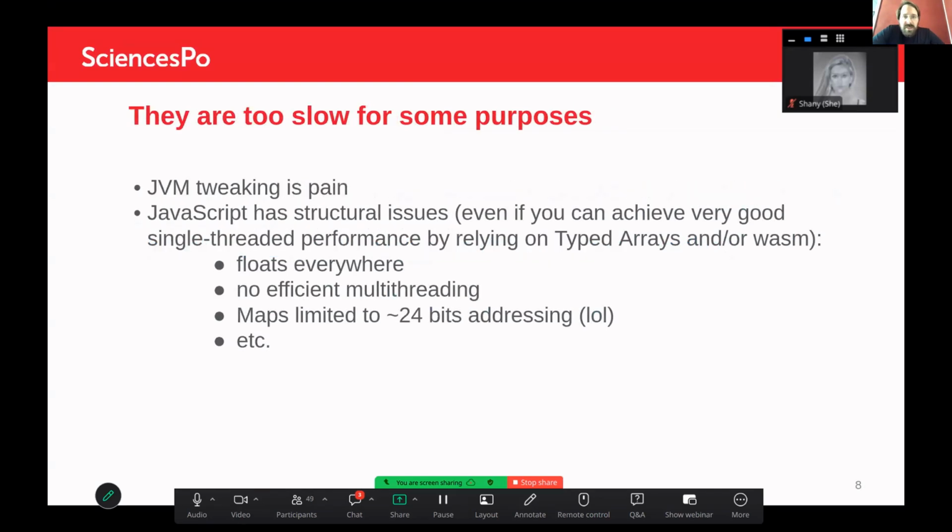The issue here is that they are very slow for some purposes. So on the Java side, JVM tweaking is a pain. It's not easy to scale up. And the JavaScript version, while being very nice, has structural issues, because JavaScript is a nice language, but it has structural performance problems. You have floats everywhere. You have no real multi-threading, at least in the browser. And the maps and the sets are limited to 24 bits addressing and so on. So you have issues there.